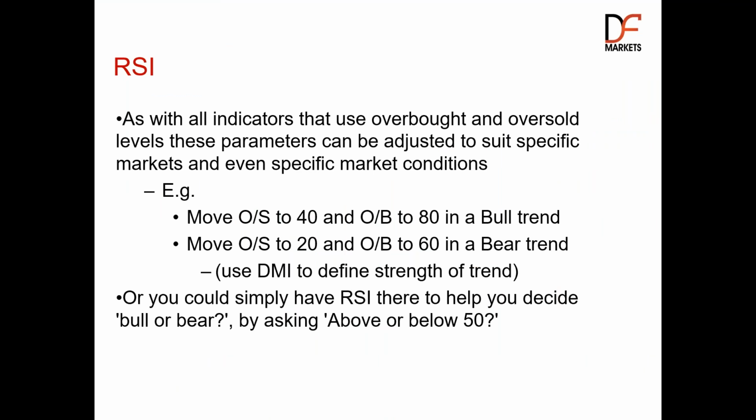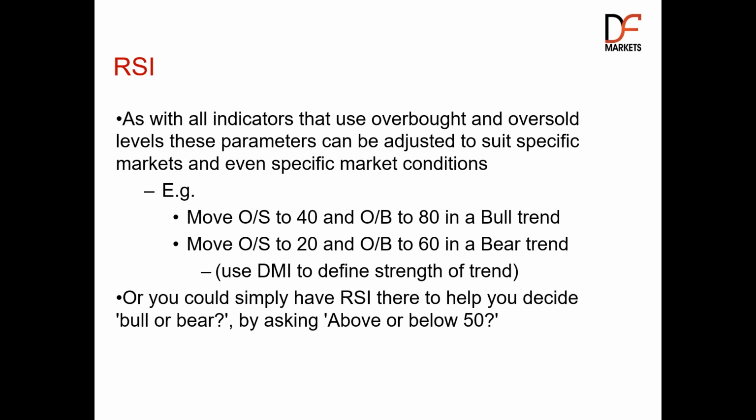Right, so you can fiddle around, as I showed you previously, with the parameters of where overbought and oversold is, and something I've seen people do, for example, is if you're in a rampant bullish trend, they move oversold to 40 and overbought to 80, so that it's more in line with the overall market conditions.